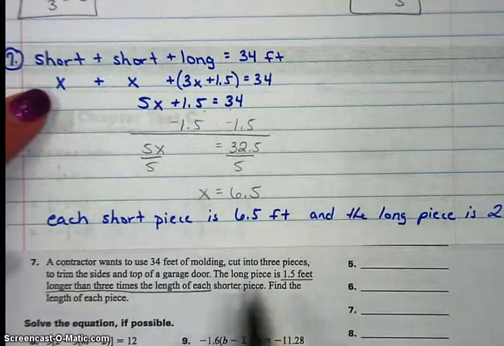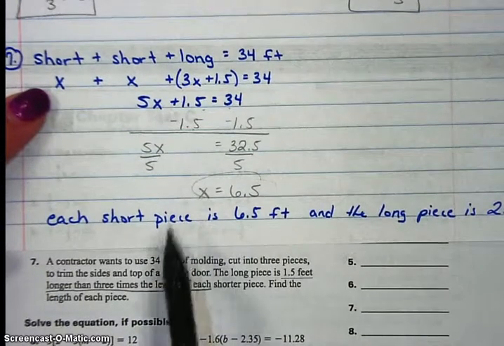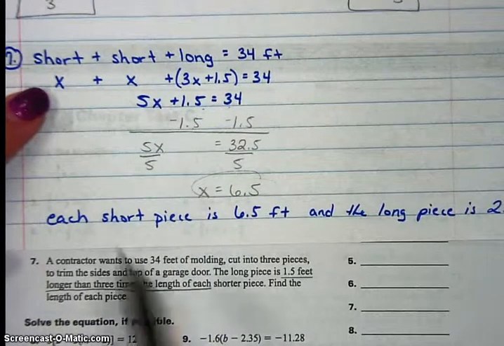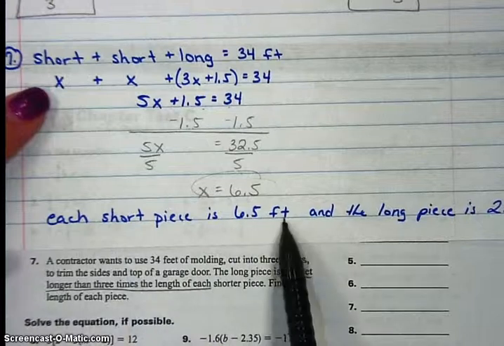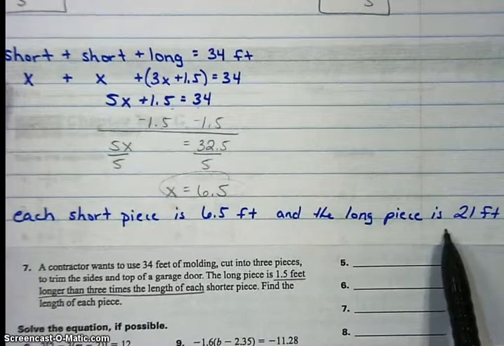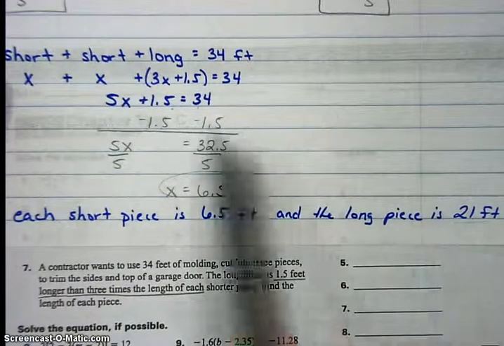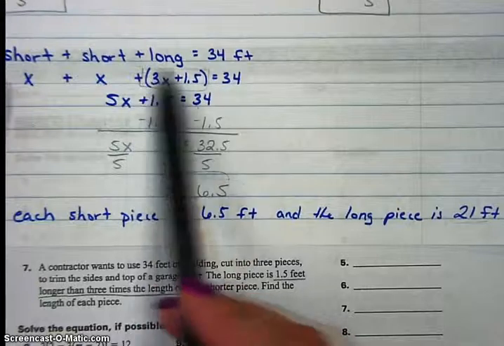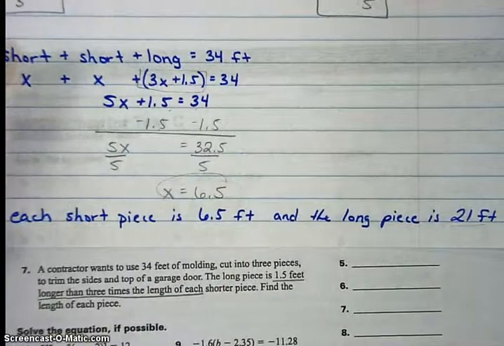Now be careful, they didn't just ask you to find x. They said how long is each side. So each short piece is 6.5 feet. The long piece is 21 feet. To figure out that long piece, you have to plug it back into this expression right here, 3x plus 1.5.